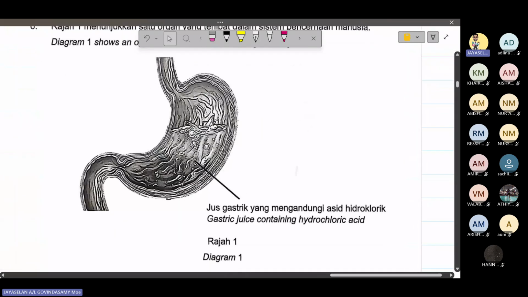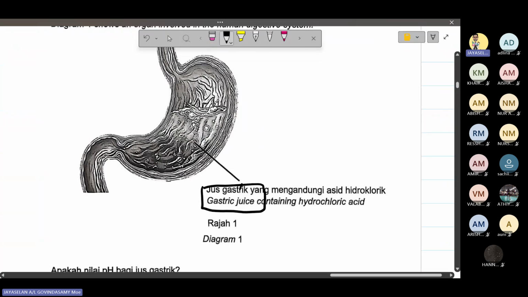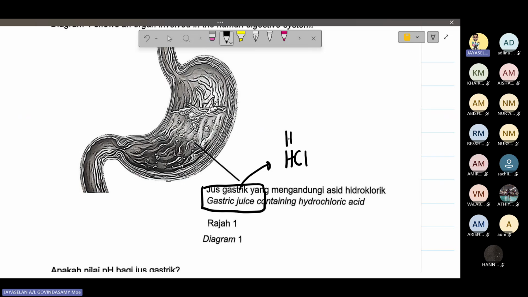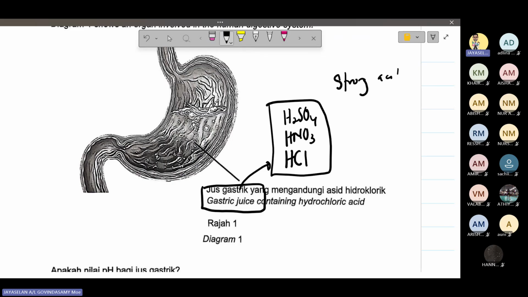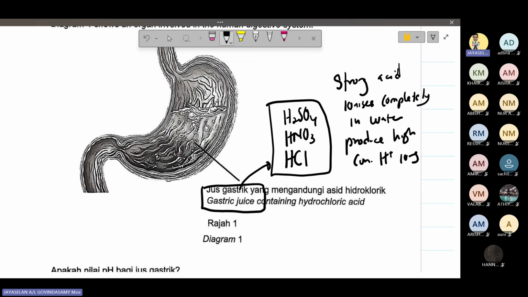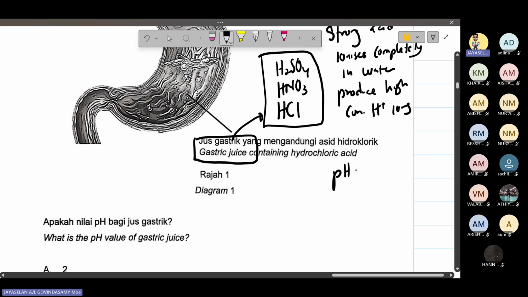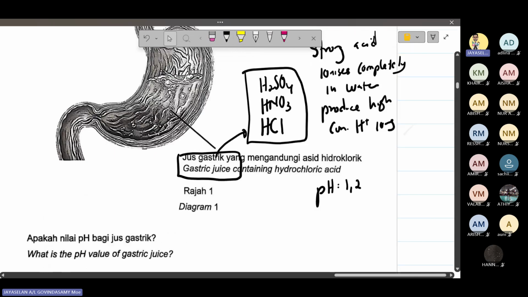Human digestive system. Okay, it has gastric juice. Okay, what is the chemical symbol of gastric juice? Hydrochloric acid. Please remember hydrochloric acid, nitric acid, and sulfuric acid. All these acid is called what acid? Strong acid. Strong acid ionizes completely in what? In water. And it will produce what? Produce high concentration of hydrogen ion. When the concentration is high, the pH value will be what? Low, 1 or 2. Any question?